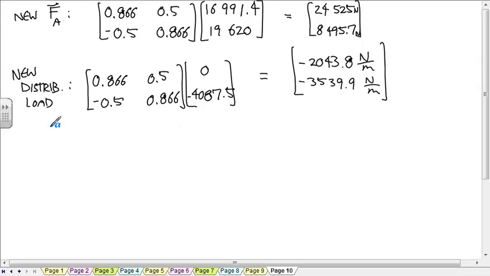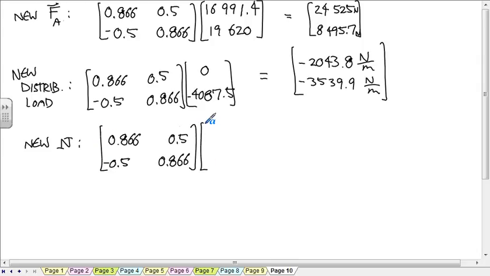Okay, so the new normal force. So 0.866, 0.5, negative 0.5, 0.866 times the force vector. Remember that the normal force is pointing to the left, so this is negative 16,991.40. And we get a new vector, negative 14,715 newtons, positive 8,495.7 newtons.